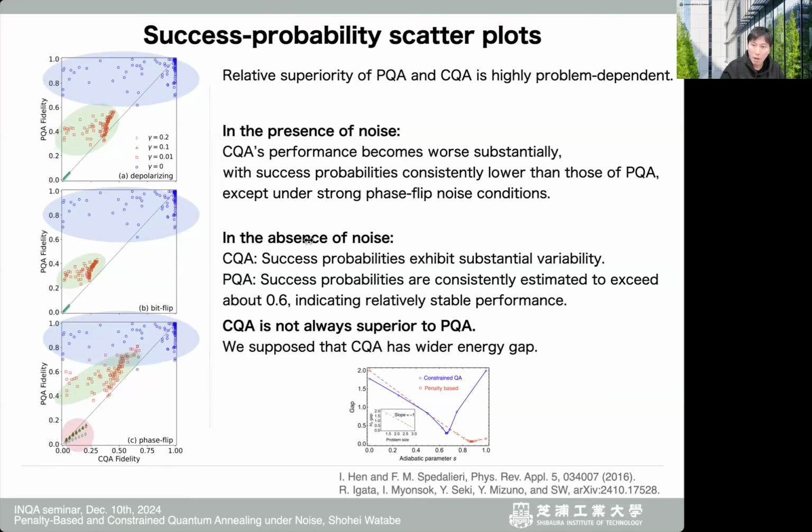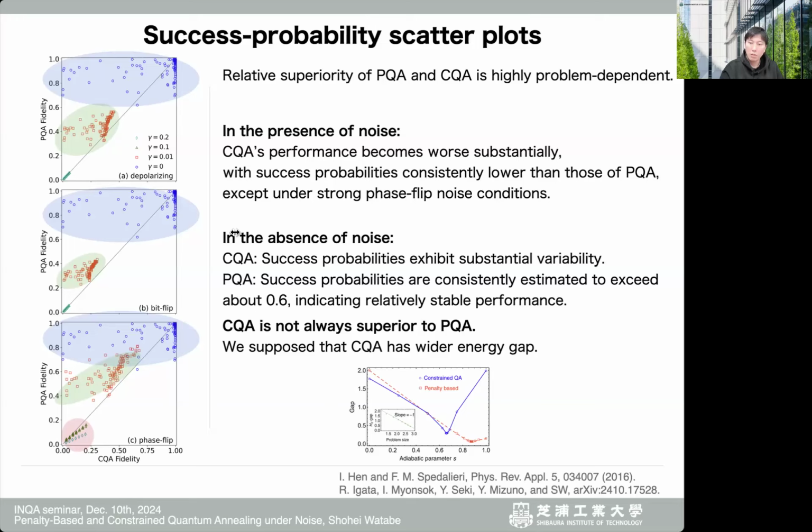Another interesting point is the absence of noise. For the CQA, the success probability exhibits substantial variability, from almost 0 to almost 1. So it's a very wide range of success probabilities. On the other hand, for the PQA, the success probabilities consistently exceed about 0.6. So it indicates that the PQA shows a relatively stable performance.